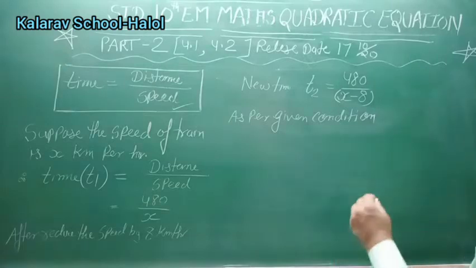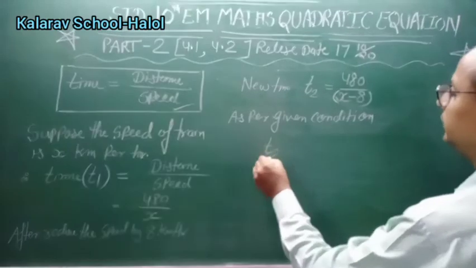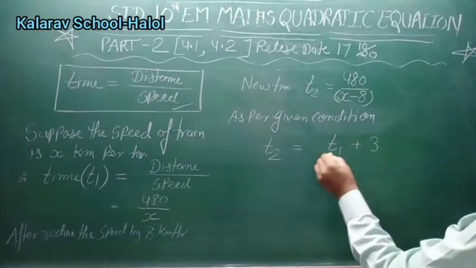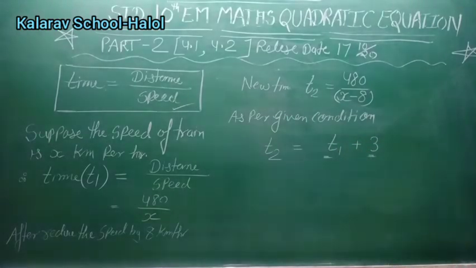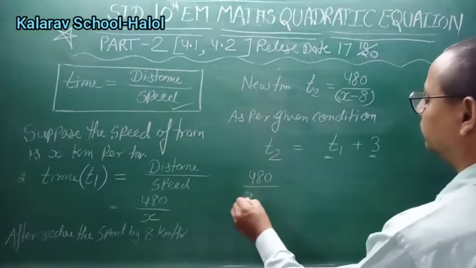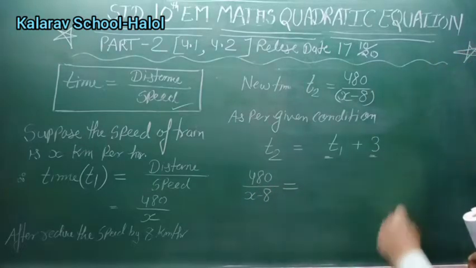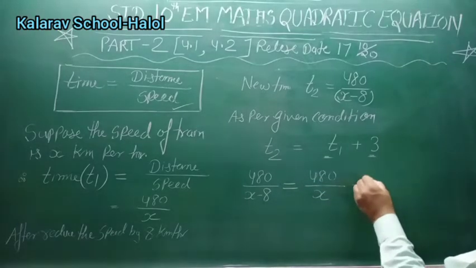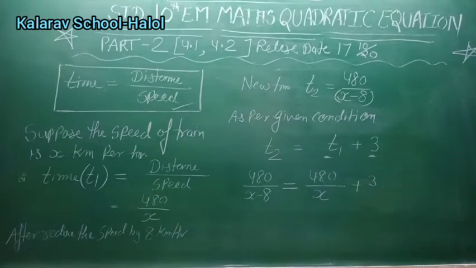So t2 equal to t1 plus 3, जितना भी पहले टाइम लगता था उसमें 3 घंटे ज़्यादा लग रहे हैं। तो what is t2? 480 upon x minus 8 equal to 480 upon x plus 3. समझ में आया कि नहीं आया? देख लो जरा इसको ढंग से समझ लो, because now I don't have space, so I have to rub it, so see it properly.